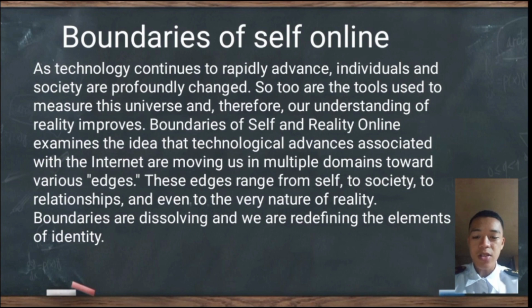As technology continues to rapidly advance, individuals and society are profoundly changed. So too are the tools used to measure this universe, and therefore our understanding of reality improves. Boundaries of Self Online and Reality Online examines the idea that the technological advances associated with the internet are moving us in multiple domains towards various edges. These edges range from self to society to relationships and even to the very nature of reality. Boundaries are dissolving and we are redefining the elements of identity.